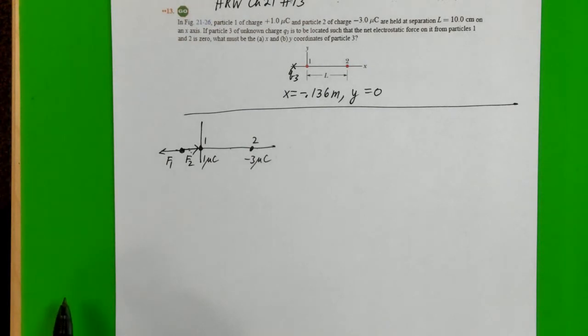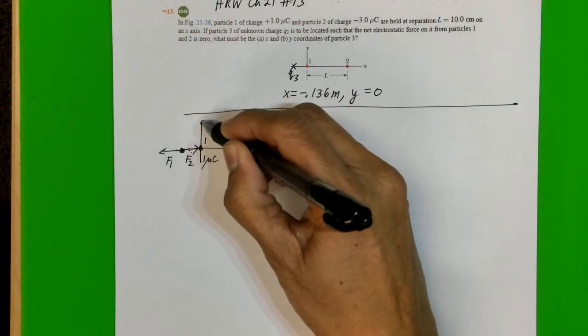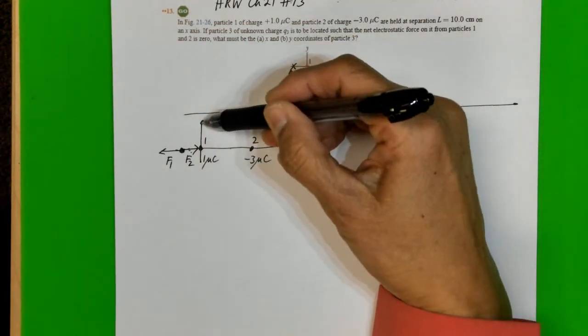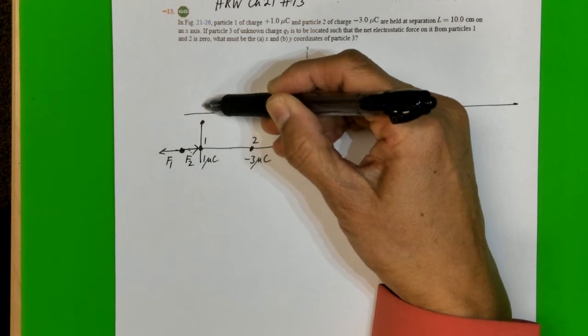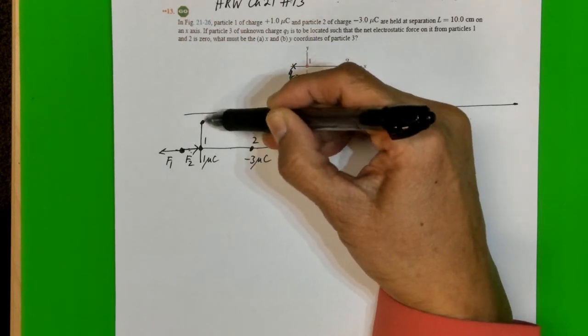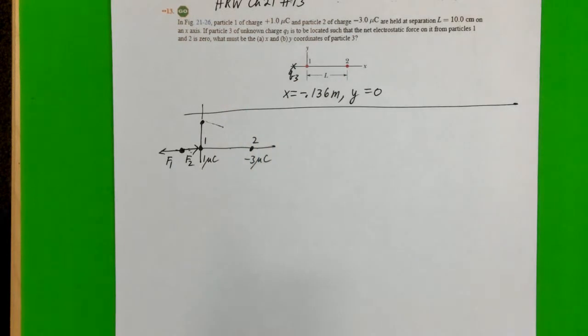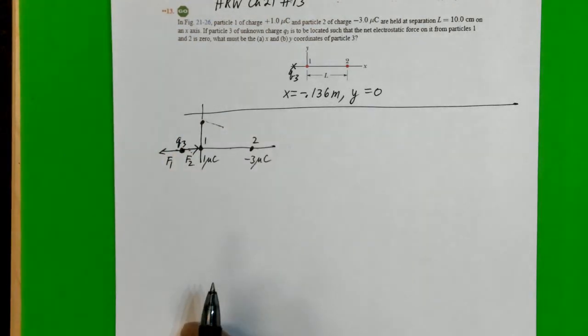Now you might also ask, can Q3 be placed on the y-axis? So if you test it out here, what's happening is that Q3 experiences a repulsive force, so it's up from number 1, and then an attractive force from number 2, and you've got vectors pointing in 2 different directions which cannot sum up to 0. So the only place Q3 can be located is over here on this side of the axis.